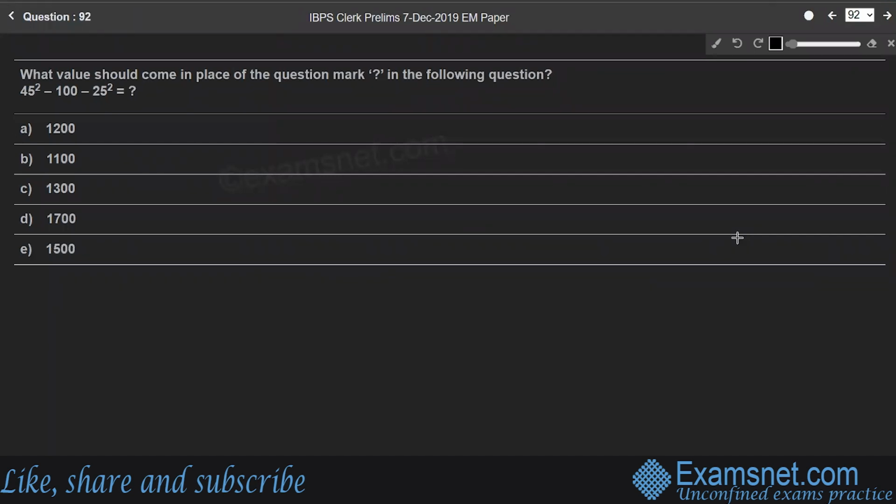Question 92. What value should come in place of the question mark in the following question? Here is the question: 45 square minus 100 minus 25 square. It is a direct question. Here we are not using any shortcuts or any formula. So directly we are doing square of 45 and 25.